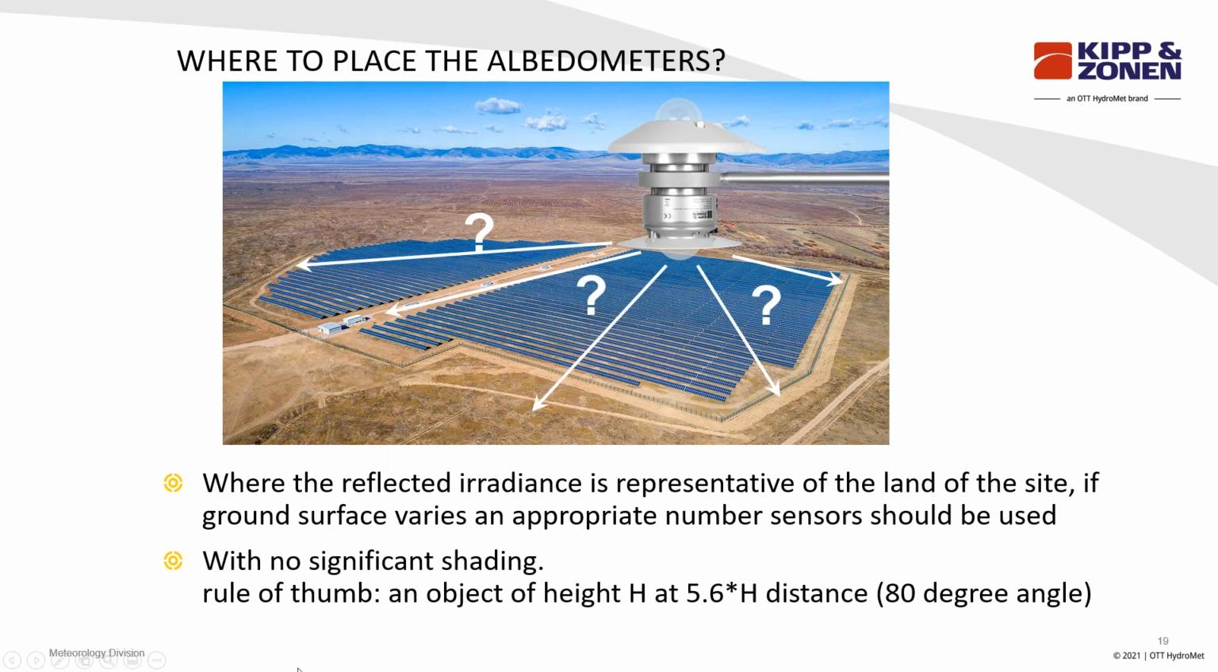And a rule of thumb can be that you have an 80-degree angle free horizon. So that means that if you have, let's say, a structure of 2 meters high, perhaps from the racking of a PV module, then you want to be roughly 6 times 2 meters, so 12 meters away from that structure. So that's a rule of thumb.